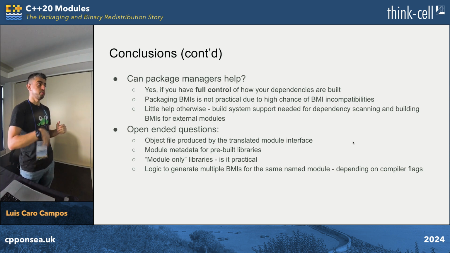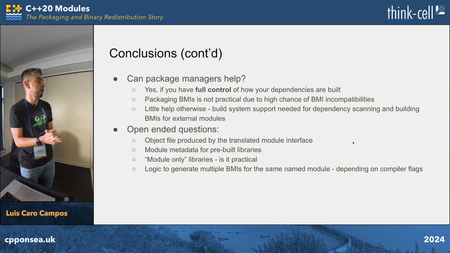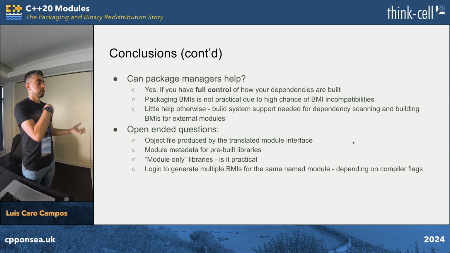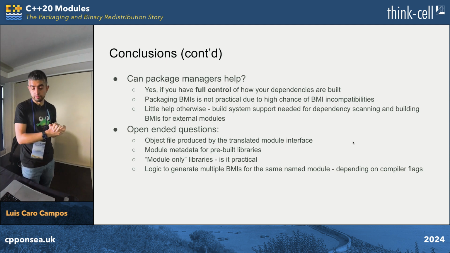We need something that goes beyond CMake, and we need module metadata for pre-built libraries that don't require only CMake, but can actually be reused by any other build system. Questions around module-only libraries, if they're practical, and how can we get something equivalent to what we had before, which is the developer should not worry about this, right? And I think one of the biggest challenges is going to be the logic to regenerate the BMI, even multiple BMIs for the same module, depending on the compiler flags that you use across your project.